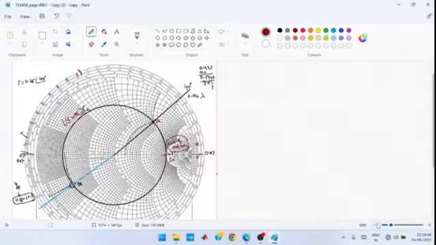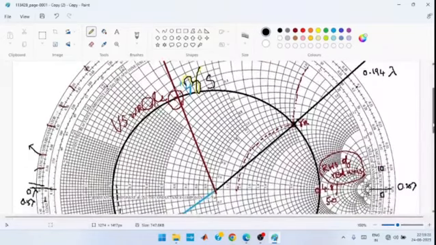So from this, what you'll do usually, from this point towards the center, you have to draw a straight line. At some point, this will cut the VSWR circle. What is this value? This value could be small z, the normalized impedance. So if you want to find out the small z, what will you do? You try to trace the value in the real axis like this.